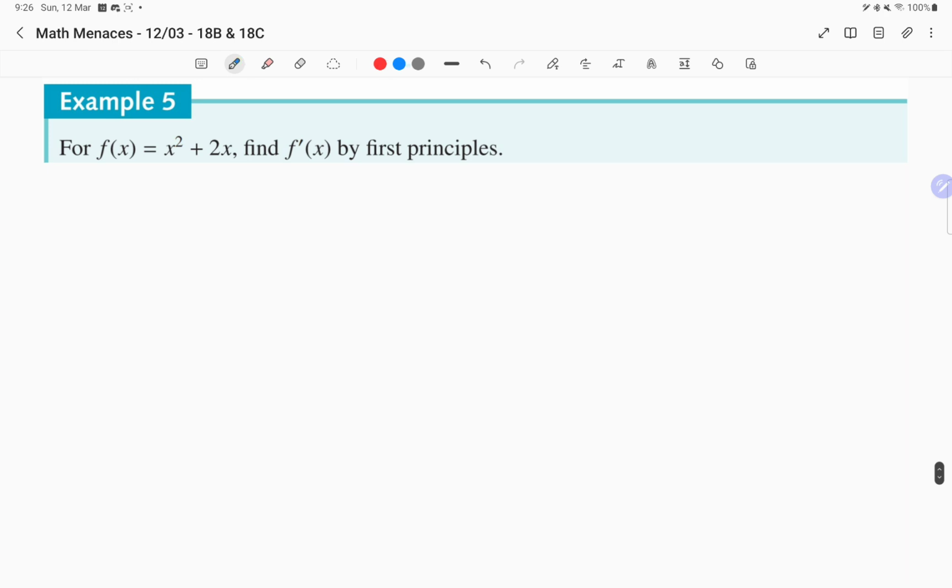Okay, so remember what's the formula? Charlie, what is the formula for finding f dash x? F of x plus h minus... Wait, it starts with lim. Oh, sorry, yeah. Lim h to 0 of f of x plus h minus f of x, over h. Yep.